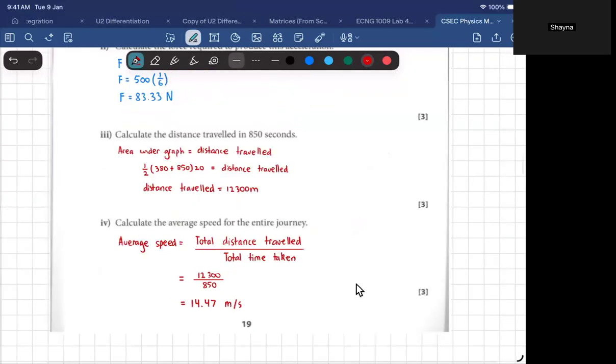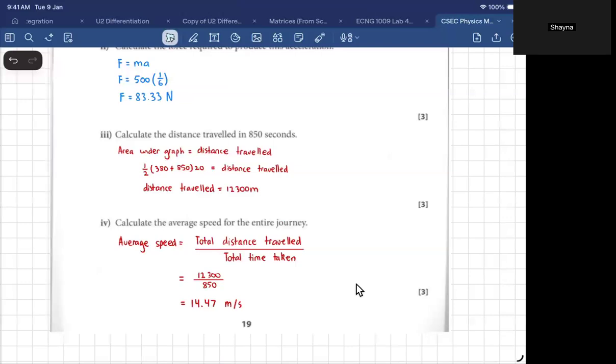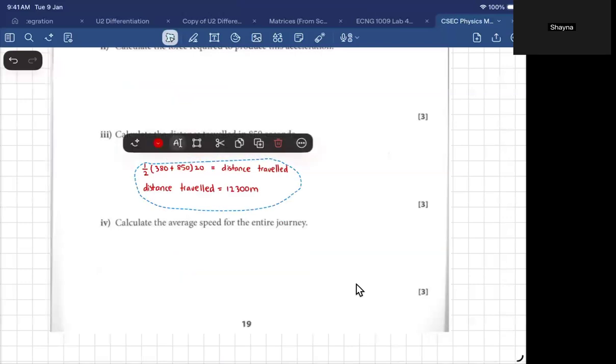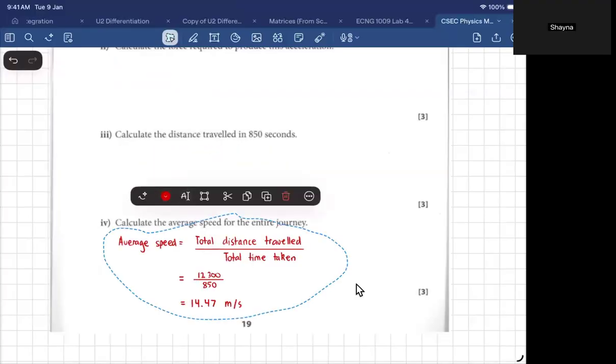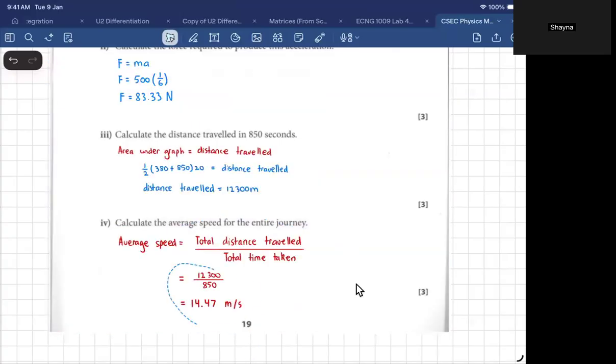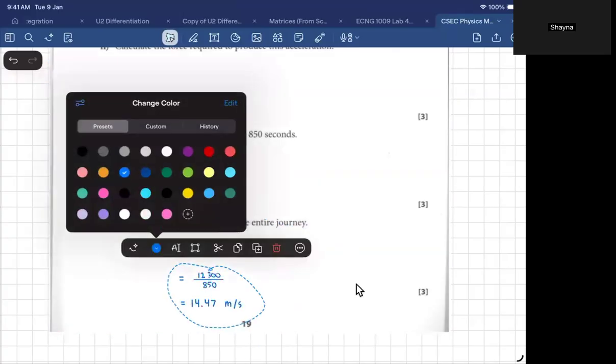Now, I have a question for you. Would velocity and speed be the same? No. Which one takes into consideration direction? Velocity. Does speed take into consideration the direction you traveled? No, sir. No, it doesn't.